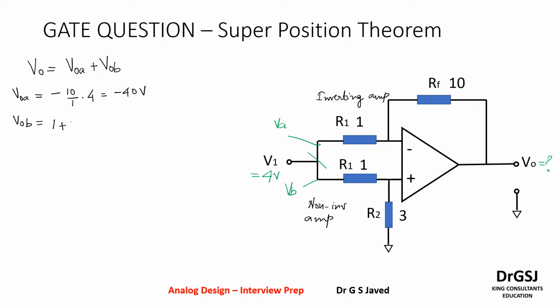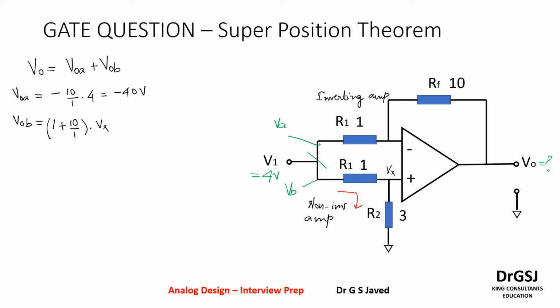Rf is 10, R1 is 1, times, we will call this node Vx, as this is the input node. So this would be Vx. So what is the value of Vx?